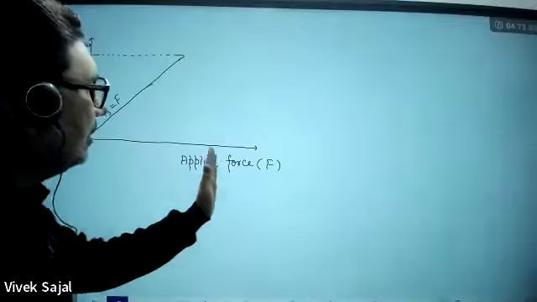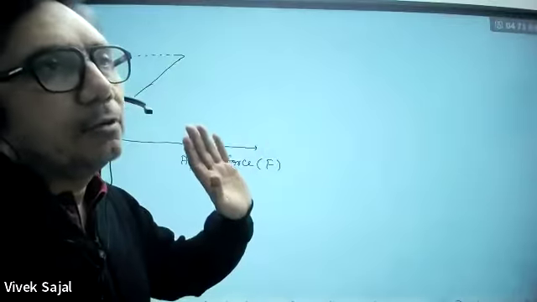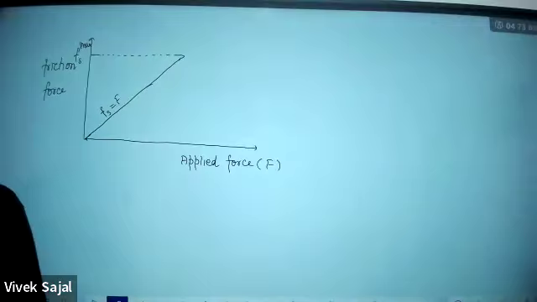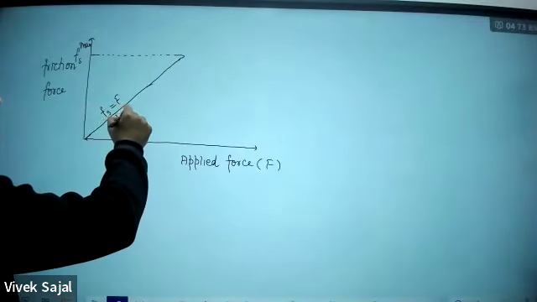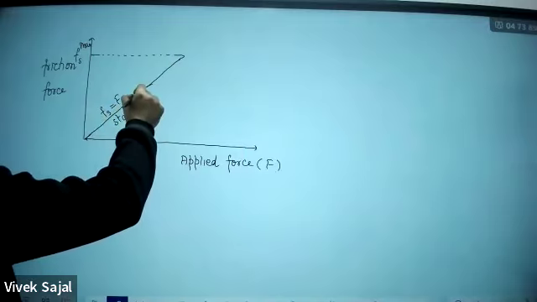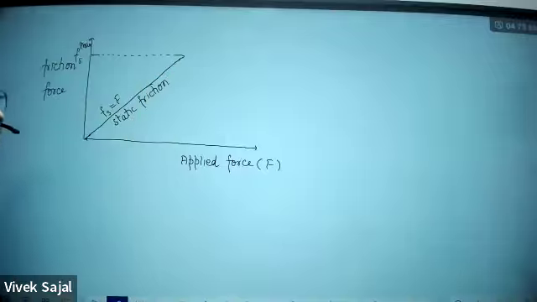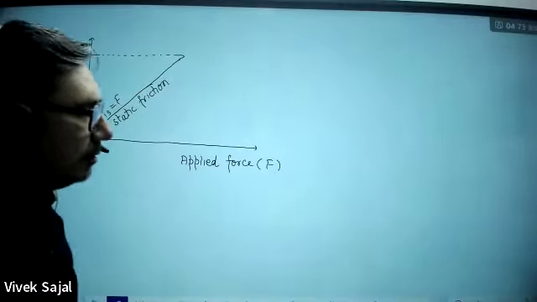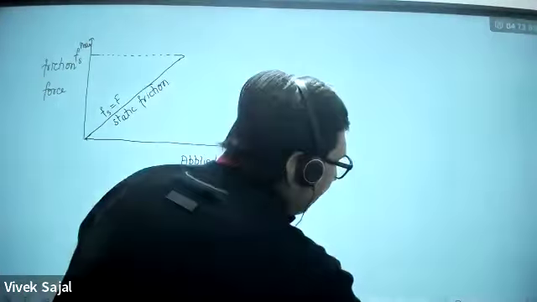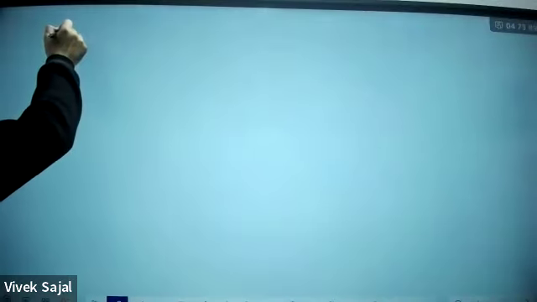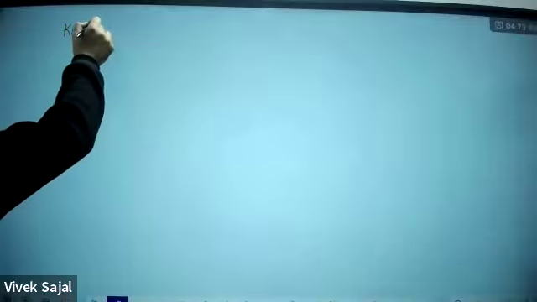This is the type of graph you will observe up to the maximum value of static friction force. After this point, if you further increase the force, the block will start moving. This part of the graph is called static friction. I will complete this graph after a little while. Next is kinetic friction.